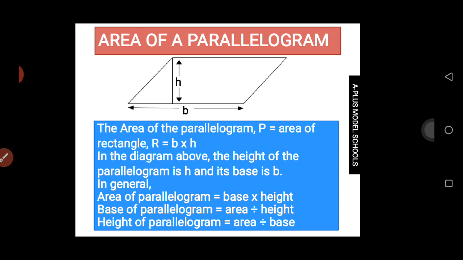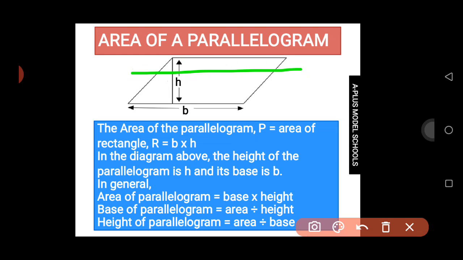Area of a parallelogram. So the area of a parallelogram is equal to the area of a rectangle, which is base times height. Don't forget the formula of finding the area of a rectangle is length times breadth. But here is just as if I have a rectangle. I'm telling you how we got this parallelogram shape.